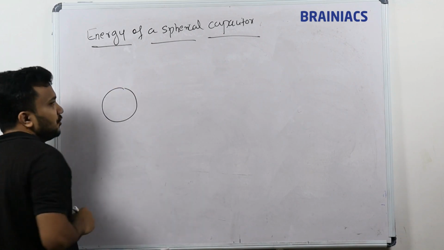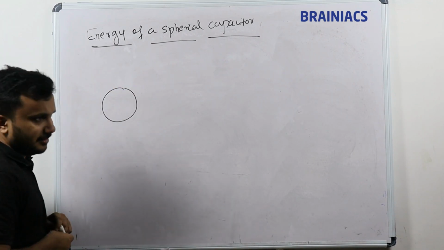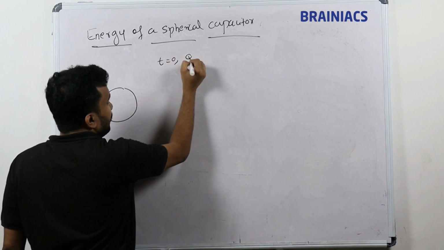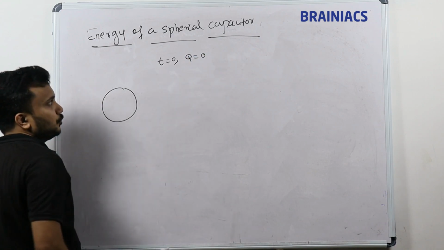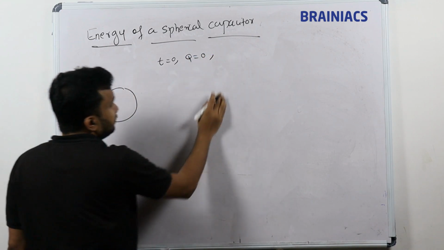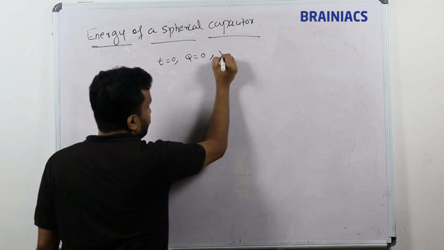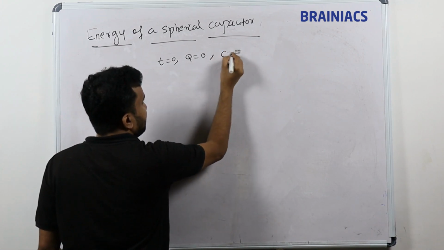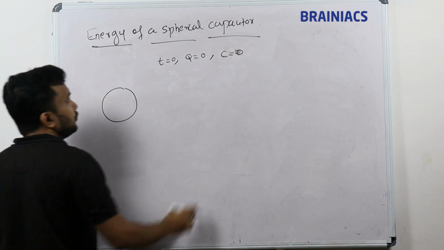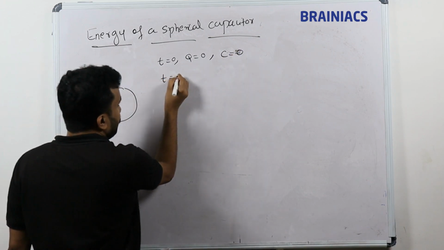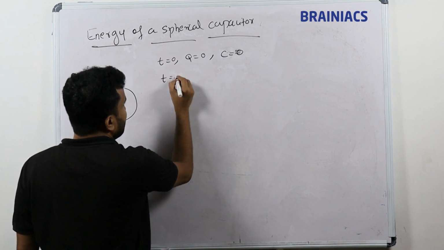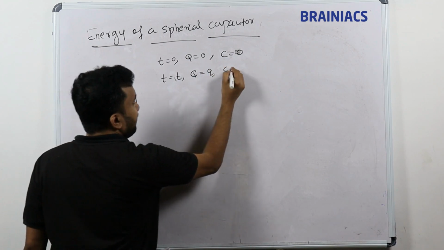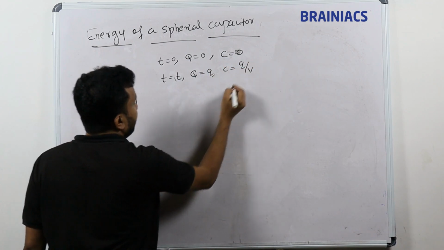So listen, initially I have a spherical structure, a conductor. The conductor has no charge. So at t equal to 0, there is no charge on the conductor, so Q is equal to 0, and the voltage will be equal to 0. Or I can say the capacitance is equal to 0, because there is no charge. At a time t is equal to t, after a certain time, I give some charge, q is equal to q, and that time the capacitance is equal to q by its voltage.